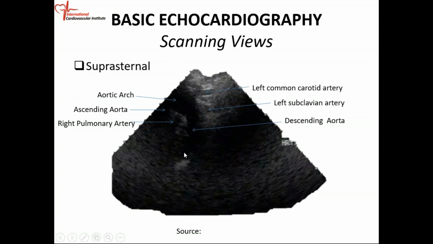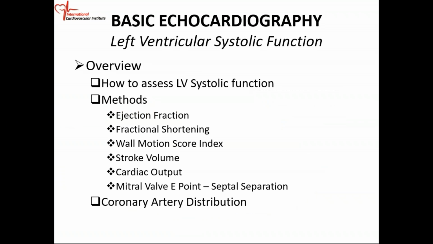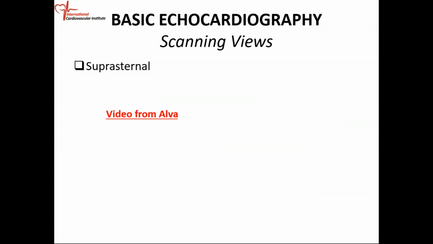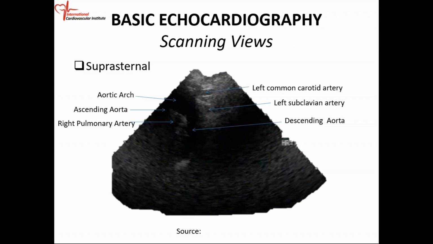So again, this is the suprasternal notch view where you have your ascending aorta, aortic arch, descending aorta, right pulmonary artery, and then the branches that come off the aortic arch. Again, when you start your scanning, your instructors will make it much clearer, and they'll show it to you. Okay, so those are the standard views.